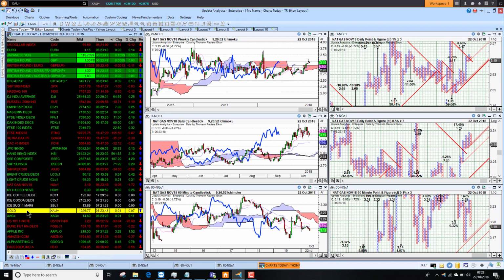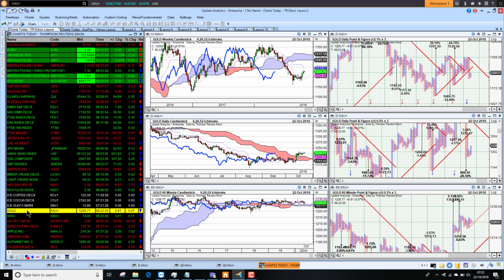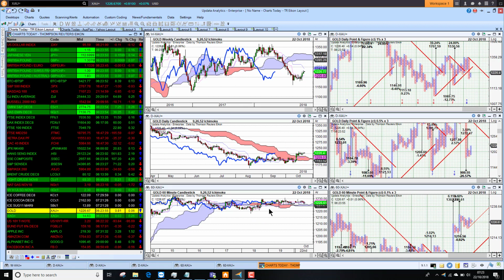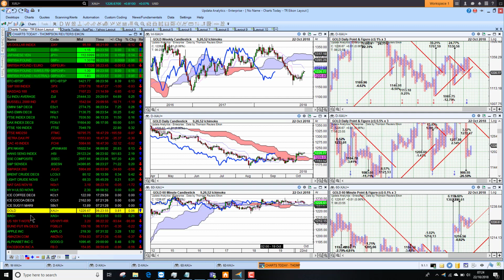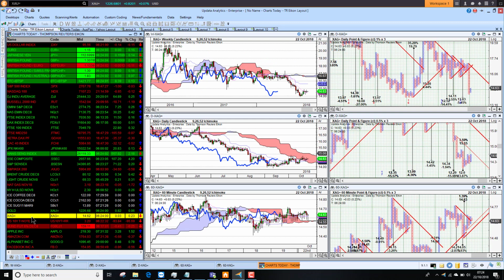Taking a look at gold, gold holding its strength at 12.26. We're still short-term bullish. We've got upside targets, just holding the gains, but not moving any higher. And looking at silver, we are a similar picture there.